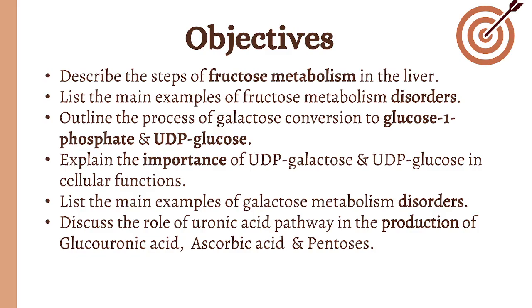We are going to list the main examples of galactose metabolism disorders, and discuss finally the role of the uronic acid pathway in production of glucuronic acid, ascorbic acid, and pentoses. So let's go.